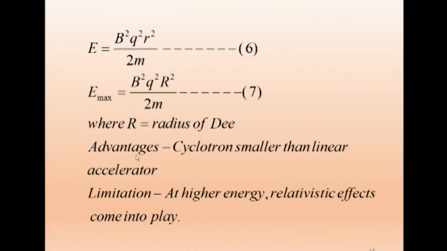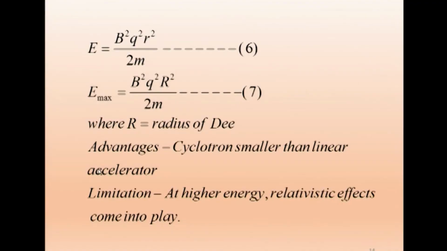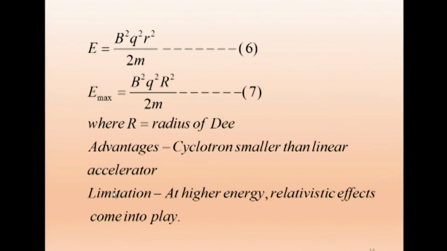Here also the particle covers a large distance, but instead of going along a linear direction, it takes a spiral path. Therefore, naturally, the size is smaller. So that is what we have mentioned here: the advantage is that the cyclotron is smaller than the linear accelerator. To get the same energy, the cyclotron provides it with a smaller size, because the path is spiral.